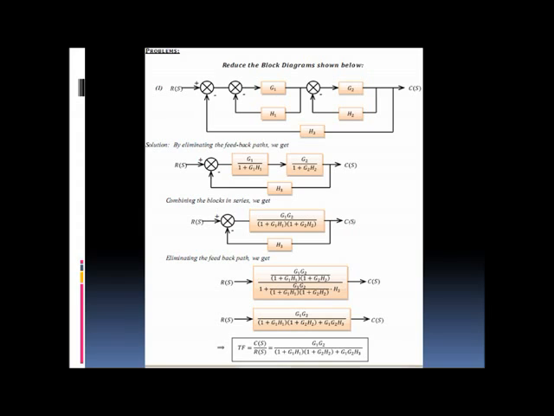Then we notice that it's actually forming a feedback loop. So we can again eliminate the feedback loop. It's again elimination of negative feedback. So after eliminating, we're getting CFS by RFS to be G1 G2 divided by 1 plus G1 H1 into 1 plus G2 H2 plus G1 G2 H3. So we got the final value. So this is the transfer function.